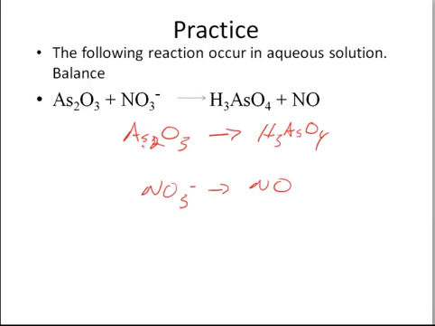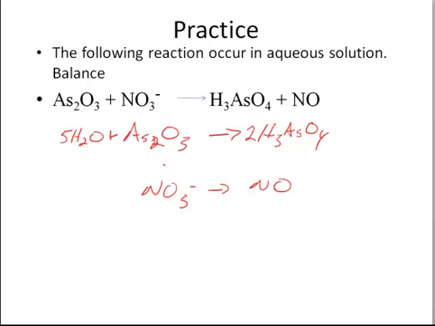Again, we balance the atoms other than oxygen and hydrogen. So there's 2 arsenic here. There's 1 there, so I'm going to put a 2 right there. Then I'm going to balance the oxygen using water. I've got 3 oxygen on this side, and now I have, look at this, I have 8 oxygen on that side. So how many waters do I need? Hopefully you said 5. 5 waters.